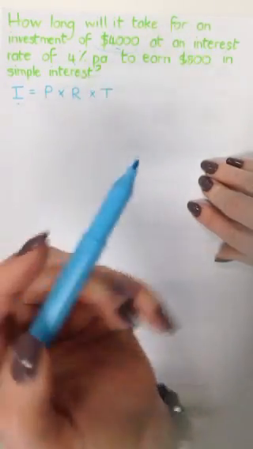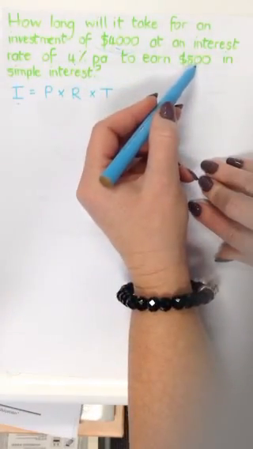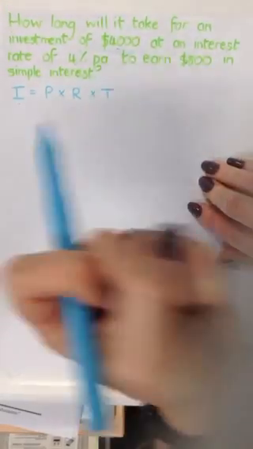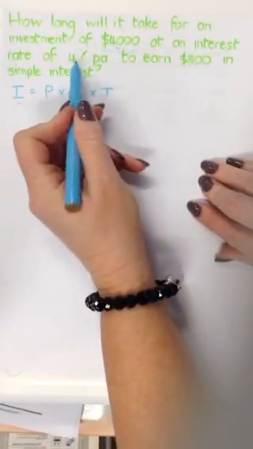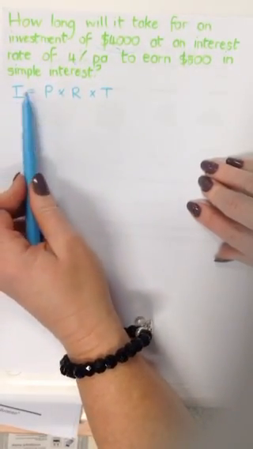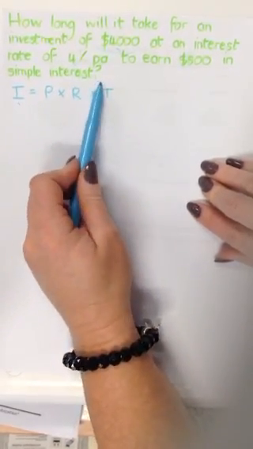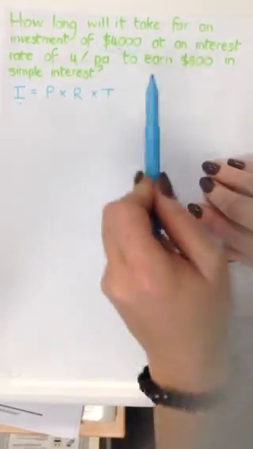All right. So if you look here, you start off with what is your interest? Your interest was $800. All right. What is your principal? Remember we said that's the money that you start off with, $4,000. And our rate is 4%. So start off by writing your formula. I is equal to P times R times T. Now T represents time. We don't know the time. That's what we're trying to work out here.